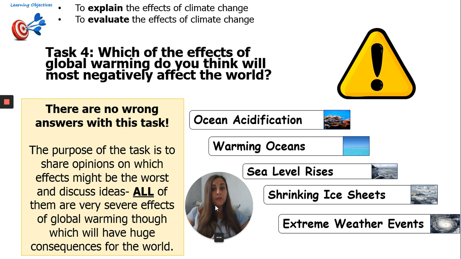So all of them are very severe effects. That's why I say there's no right or wrong answer. But I want you to do a bit of evaluating and think, in your opinion, what is the biggest effect? So if you could pause it now, please, and have a go at task 4. And then there's one more task after this.